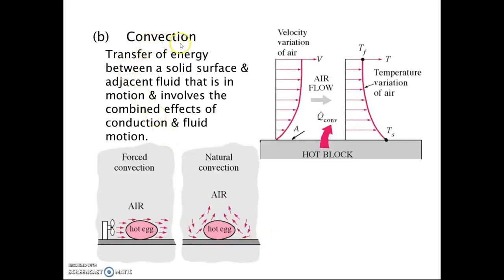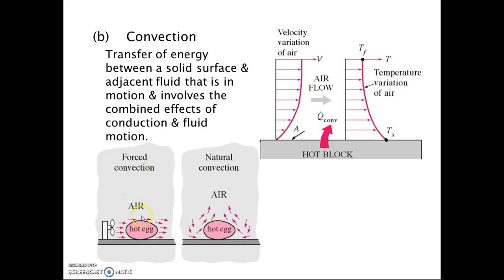Okay, next, convection. Convection is a transfer of energy between a solid surface and adjacent fluid that is in motion. So you need to have a solid surface and fluid for convection. But the fluid must be in motion, must be movable. It involves the combined effects of conduction and fluid motion. So this is forced convection.